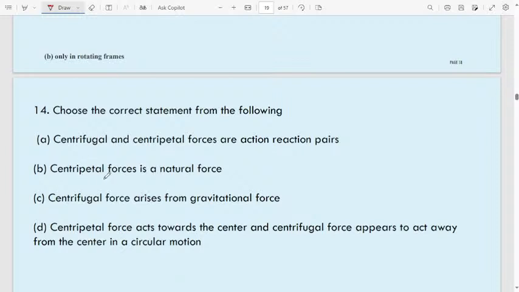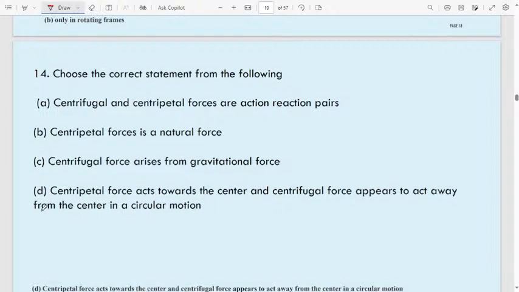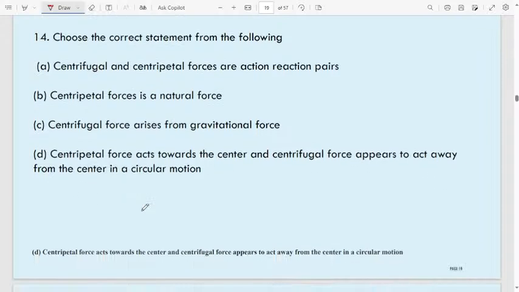Option B, centripetal force is a natural force. Option C, centrifugal force arises from gravitational force. Option D, centripetal force acts towards the center and centrifugal force appears to act away from the center in a circular motion or rotatory motion. Yes, what I explained, option D, will be the correct answer for this. That is the correct statement.